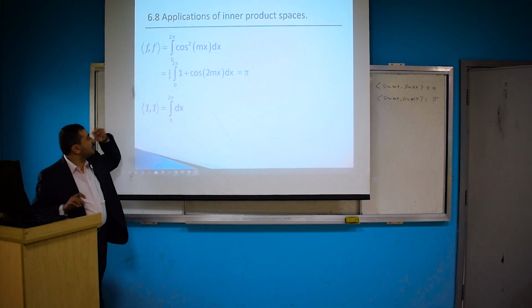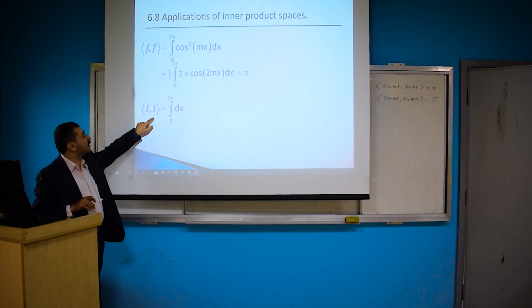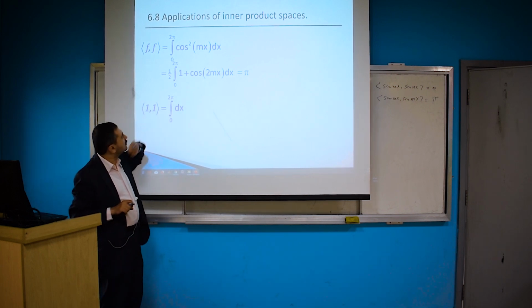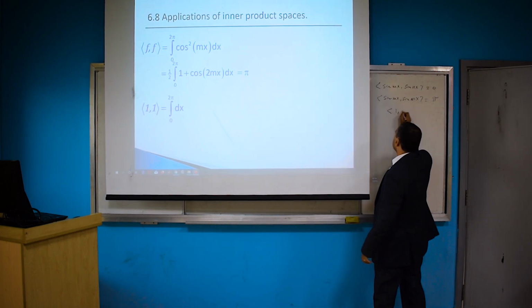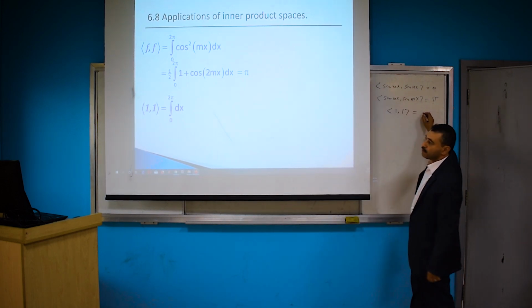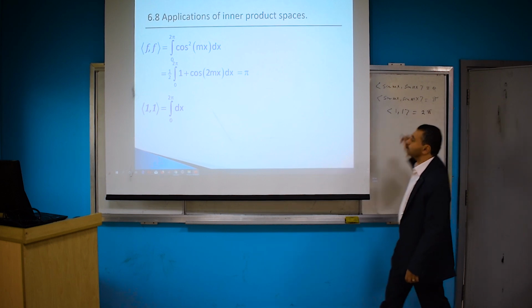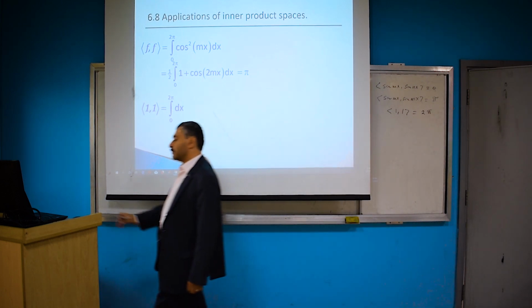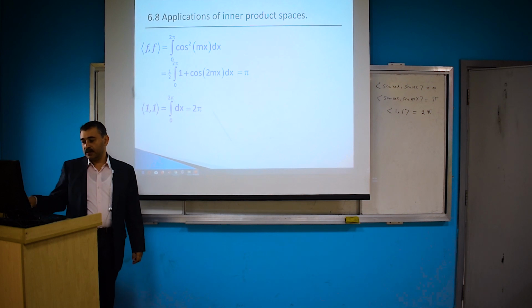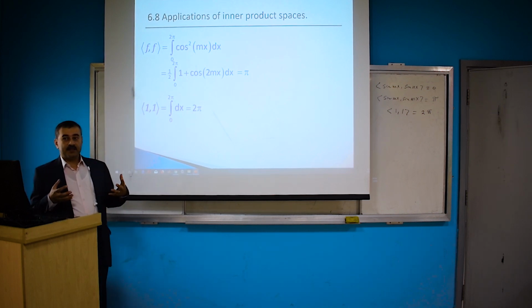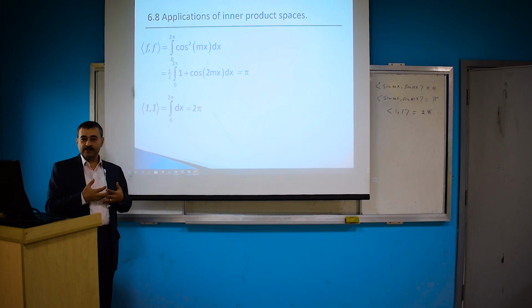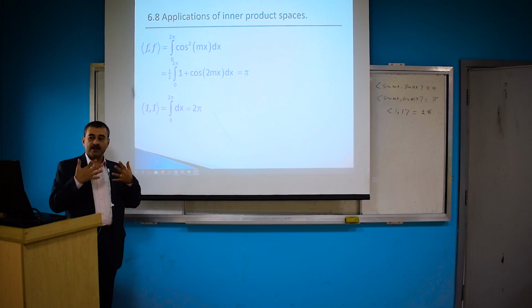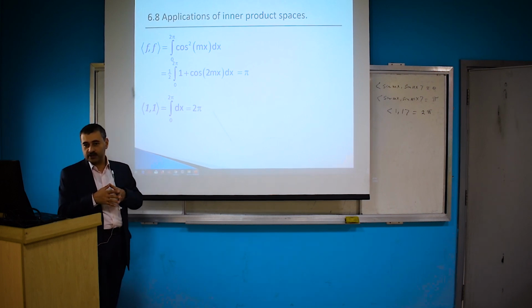The inner product between 1 and 1 would be the integral, let's write it here. The inner product between 1 and 1 would be 2 pi, right? Okay. You can further prove that sine mx and cosine nx are orthogonal, for example sine 2x and cosine 4x. These are orthogonal according to this inner product.